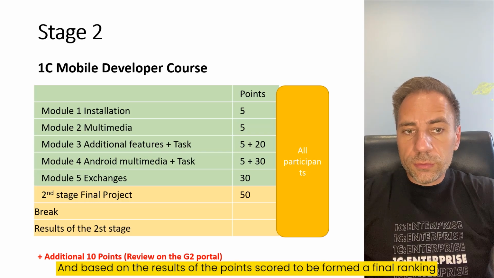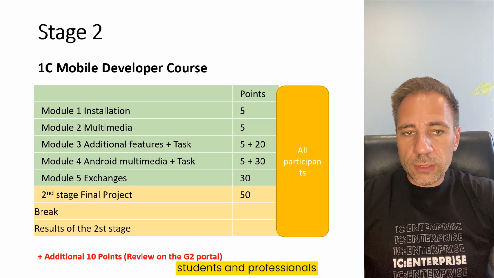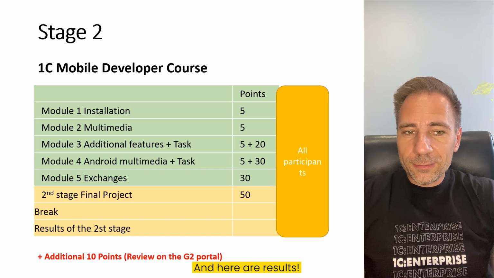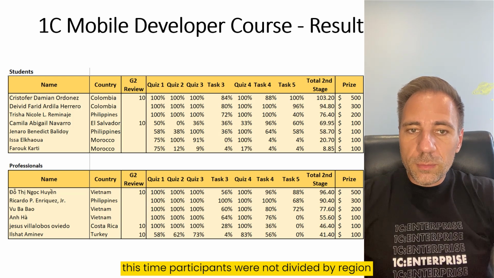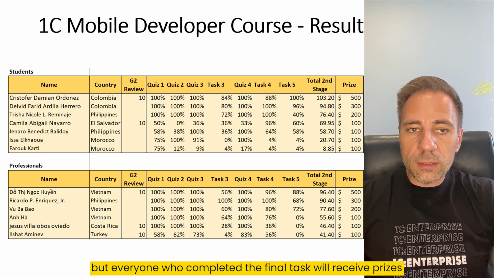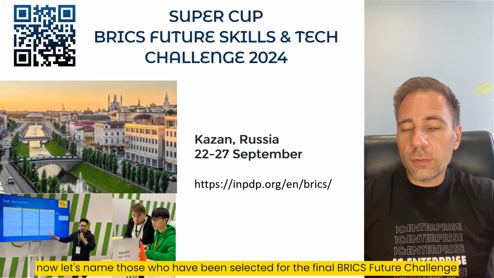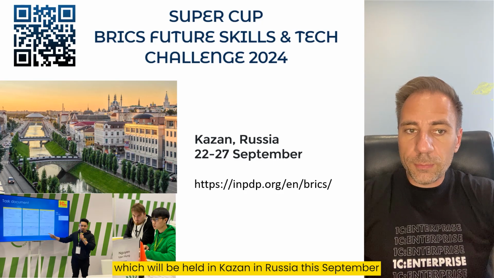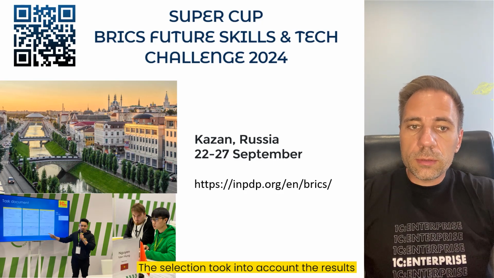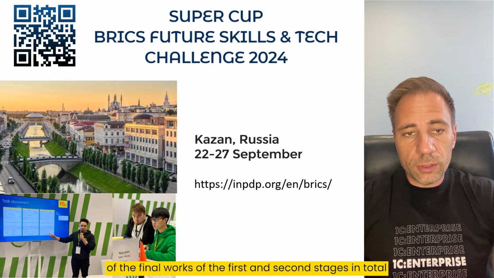Based on the results of the points scored, we form a final ranking of participants in each category, students and professionals. And here are the results. I congratulate the winners. This time the participants were not divided by region, but everyone who completed the final task will receive prizes. And now let's name those who have been selected for the final BRICS Future Challenge, which will be held in Kazan in Russia this September. The selection took into account the results of the final works of the first and second stages in total.